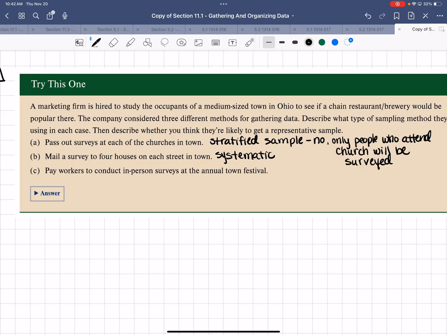They don't check to see who lives in there. They don't check to see how much money the house costs. They don't check any of that. They go, okay, here's 4 houses on this street, mail those. Here's 4 addresses on this street, mail those. Okay, so yes, it should be a good sample. We'll just say yes. And C says pay workers to conduct in-person surveys at the annual town festival. This, of course, is a cluster. It's already grouped there.